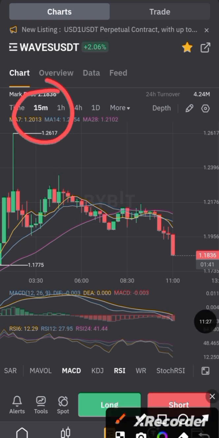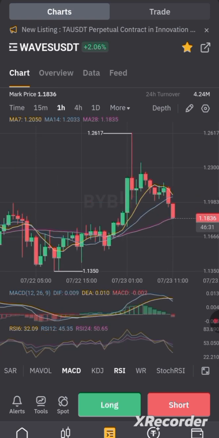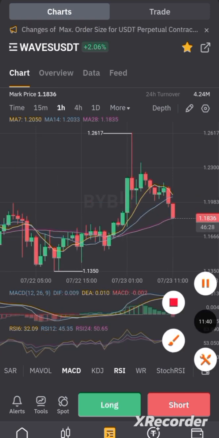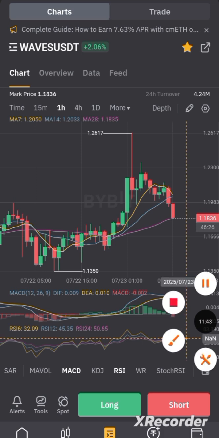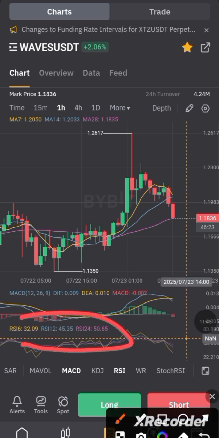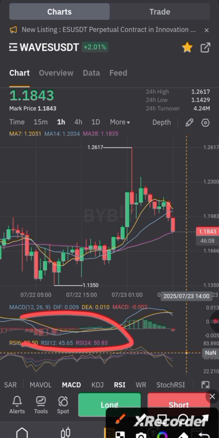If I change it to the 1 hour time frame now, it's going to show us a different movement. Let me show you on a 1 hour time frame. Can you see the RSI number? All the indicators work with the time frame. If you set a lower or higher time frame, the chart will tell you the movement of that particular coin based on your time frame.